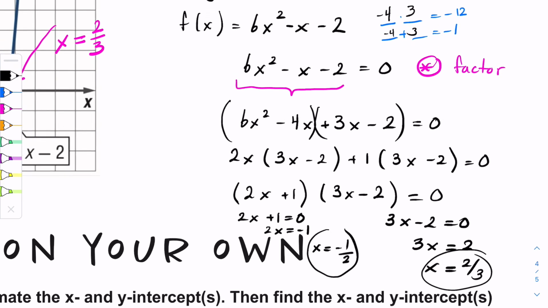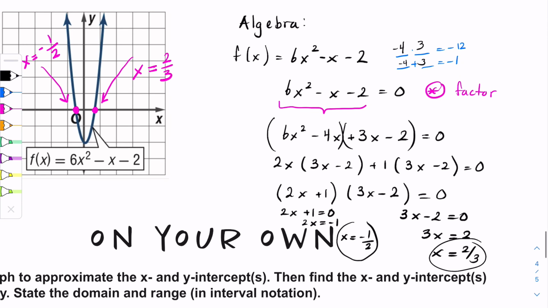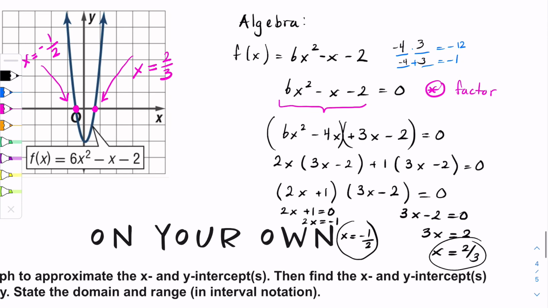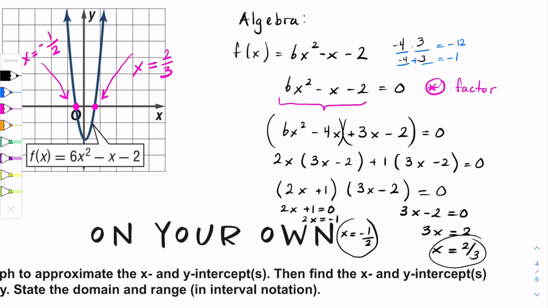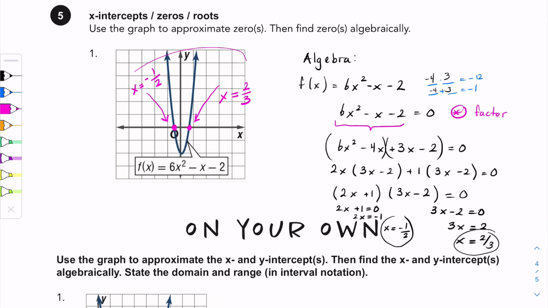So now that I've calculated these algebraically, you can see that my guesses were accurate on the graph. It's completely okay if they're not perfectly accurate, just as long as you give it a shot of identifying where they are on the graph and also calculating algebraically. When you write your x-intercepts, you do write them as an ordered pair. So I'm going to write this as (-1/2, 0) and (2/3, 0).